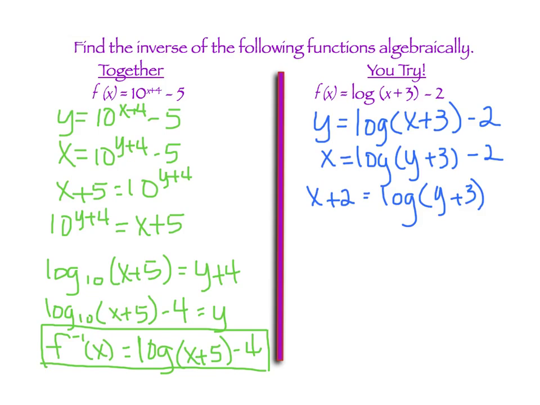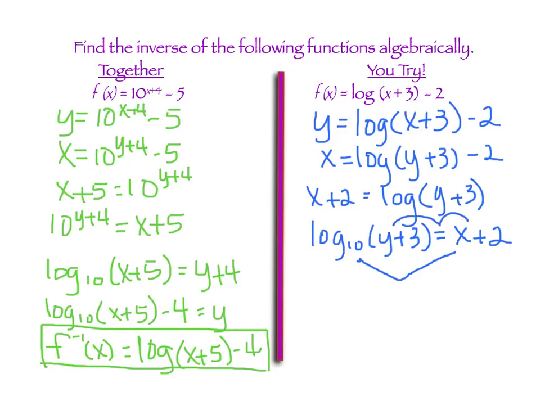Now let's rewrite it so it'll be easier for us to put in exponential form. We will put the log, and I'm going to go ahead and show the base 10 now, of y plus 3 is equal to x plus 2. And remember, to change it to exponential, we'll take the base, and this will be the exponent, x plus 2, and that will equal the y plus 3. So it'll look like this. 10 to the x plus 2 power is equal to y plus 3.